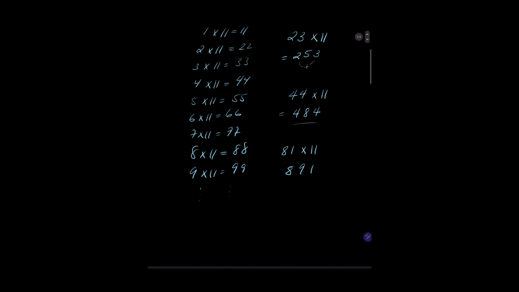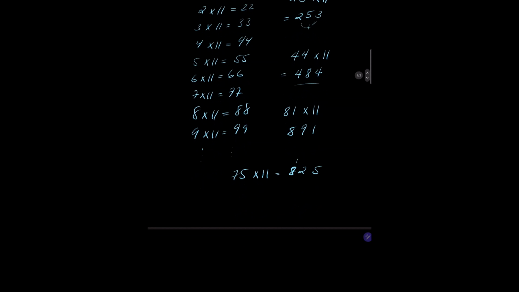But what happens if the numbers add up to a number bigger than 10? For example, let's say 75 times 11. In this case, we write the 7, we write the 5, and then 7 plus 5 is 12. So you write the 2 here, but then you carry the 1 and you add it to 7. And that becomes 825.